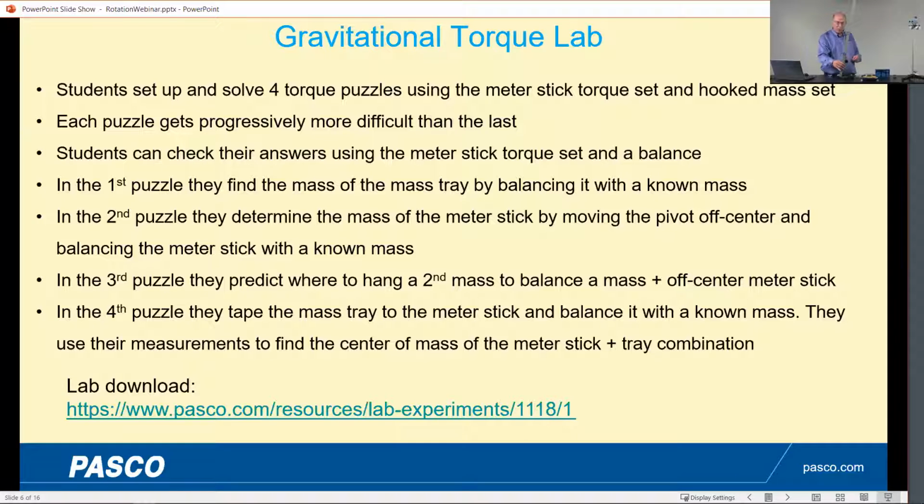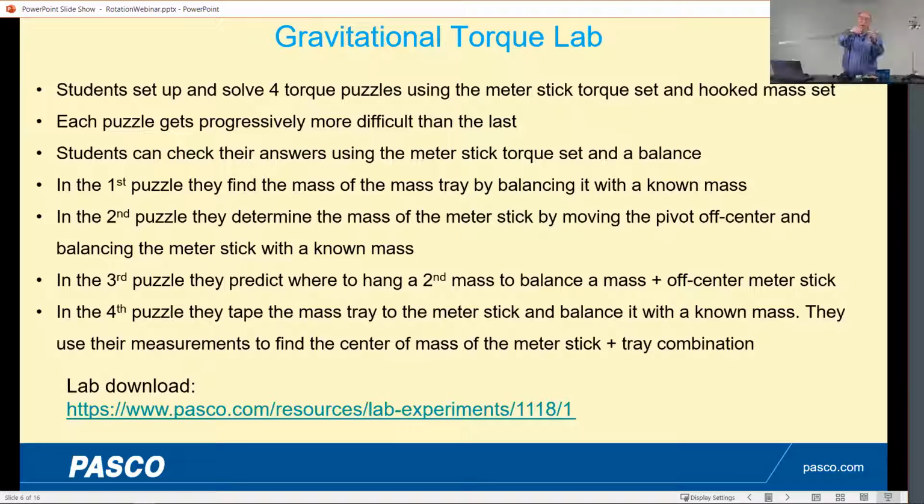The second one, what we're going to do is see if we can figure out the mass of the meter stick. Now, the mass of the meter stick didn't matter in this one we just did, not for torque anyway, because I had it at the pivot. But what if I put it off center? I'm going to move it to 75 centimeters. And so now it doesn't balance. But if I hang a known mass over here, depending on what I pick.